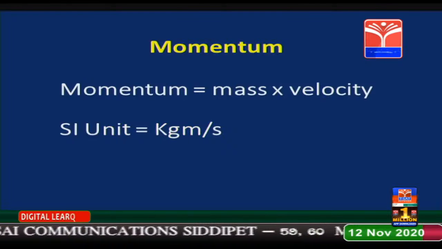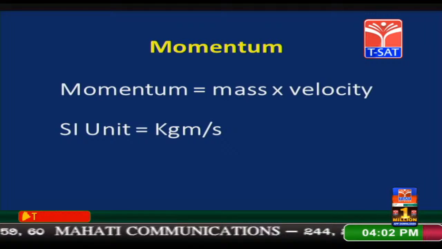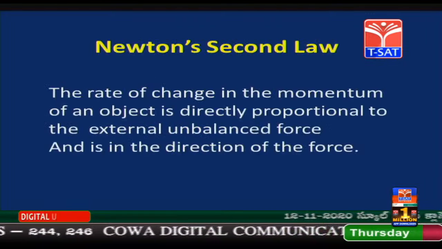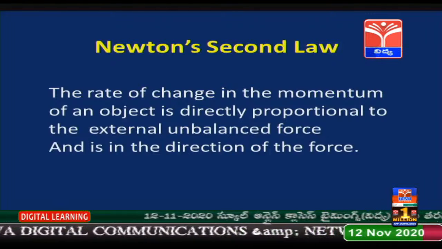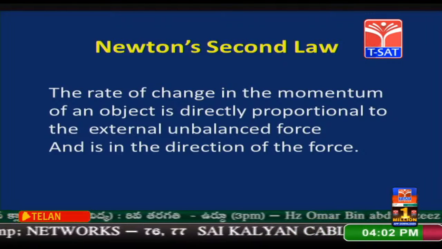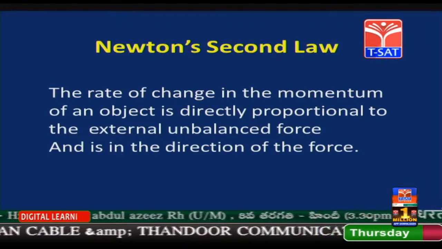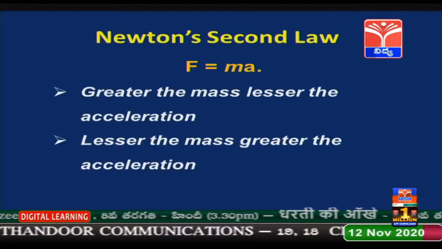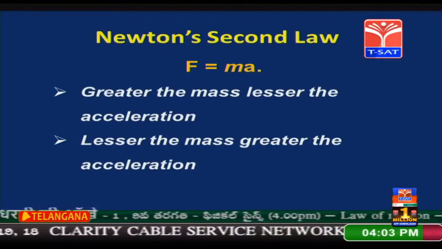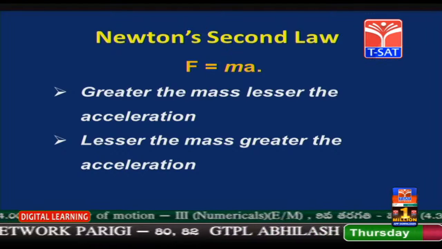We have also discussed momentum, which is mass times velocity of an object. Its SI unit is kg meter per second. Newton's second law states that the rate of change in momentum of an object is directly proportional to the external unbalanced force and is in the direction of the force. From Newton's second law, we can find that F is equal to ma. Greater is the mass, lesser is the acceleration, and lesser the mass, greater is the acceleration.